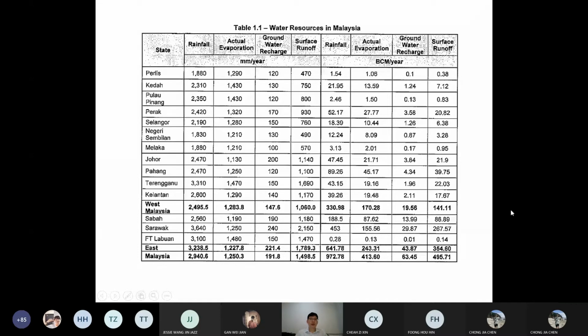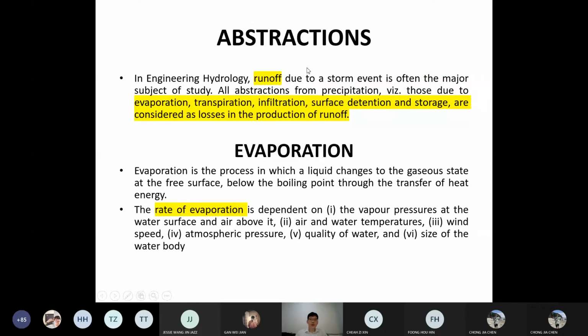Today we will talk more about abstractions: where the water goes and how the water is lost. So in engineering, runoff due to a storm event is often the major subject of study. Abstractions from the precipitation, those due to evaporation, transpiration, infiltration, surface detention, and storage, are considered as losses in the production of runoff. So evaporation is the process in which a liquid changes to the gaseous state at the surface, below the boiling point, through the transfer of heat energy.